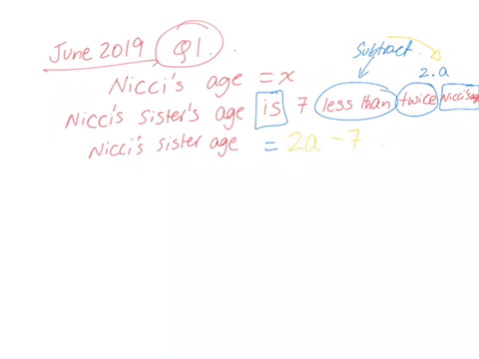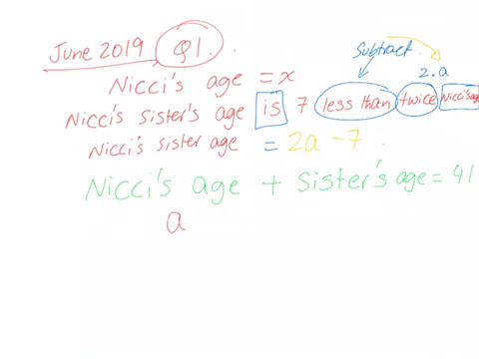Now this is the sister's age. Now the question is saying that Nikki's age plus the sister's age is 41. So Nikki's age is A, sister's age is 2A minus 7, and total is 41. So answer choice 2.